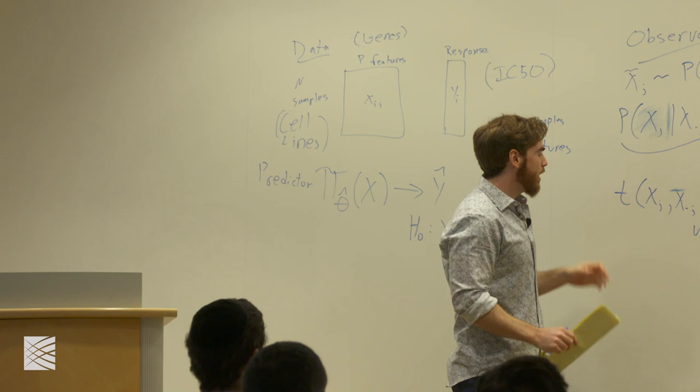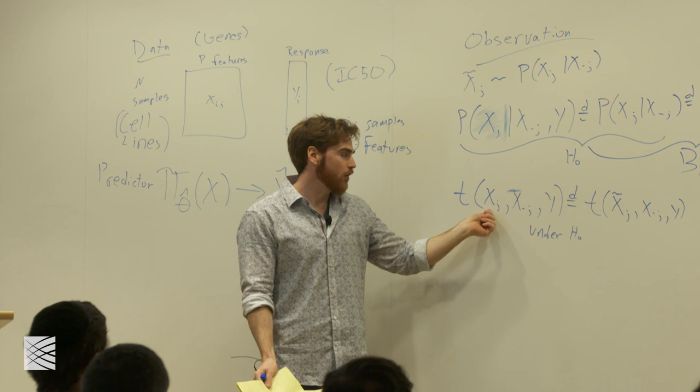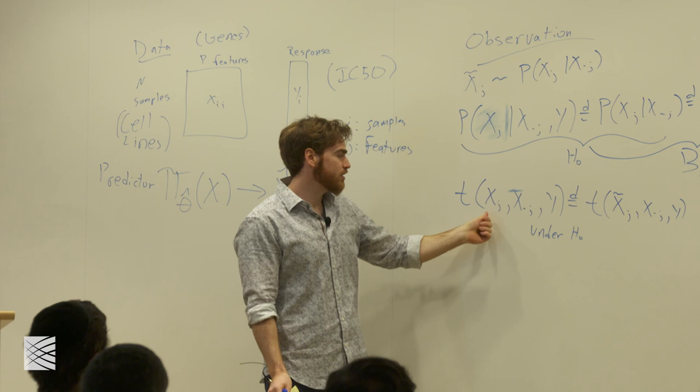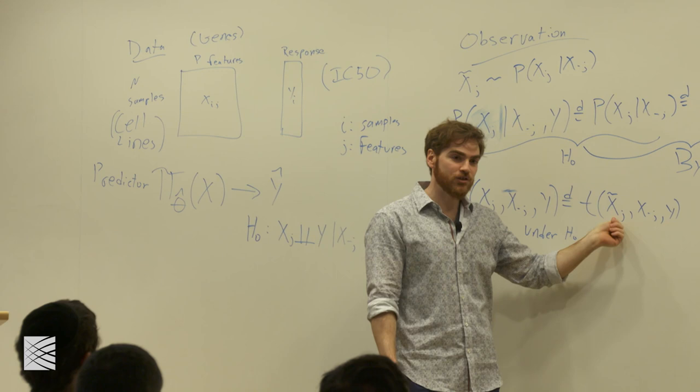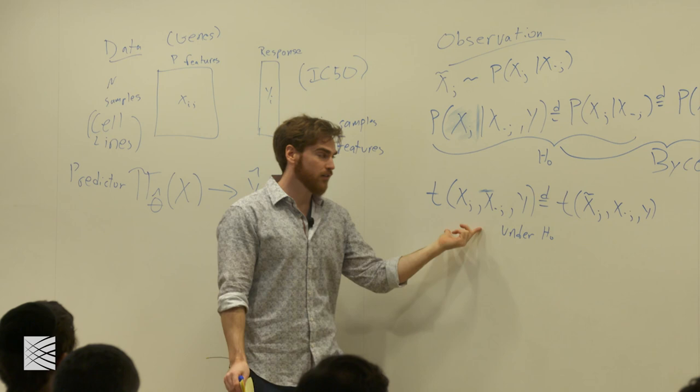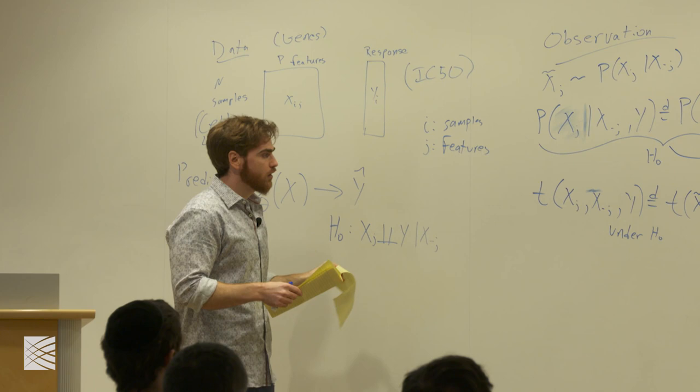And if xj doesn't really help you at all in predicting y, then it's a reasonable thing to do to just say, well, why don't I look at what the value was of that test statistic, then sample a bunch of these and look at the value of these test statistics and see where this test statistic fell in that empirical built-up distribution. So that gets us to a p-value, right?